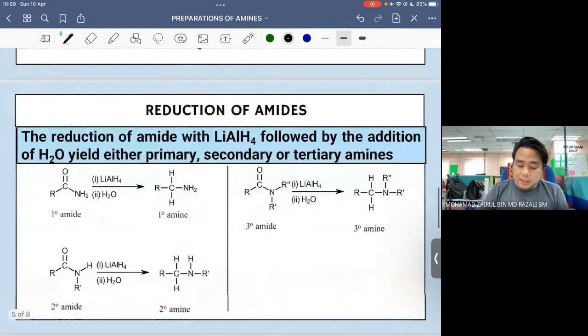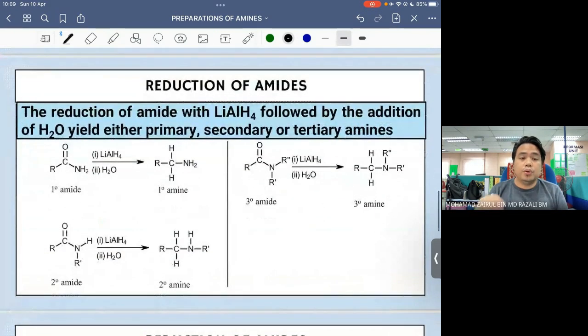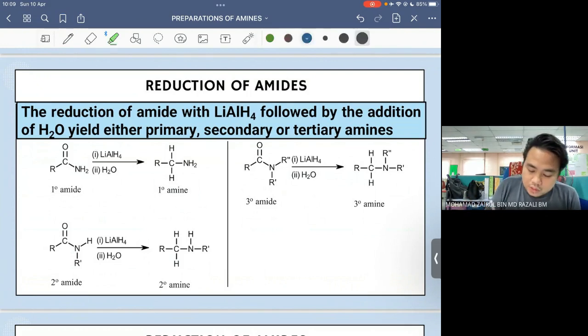Okay, another method that we can use to produce either primary, secondary ataupun tertiary amine is from the reduction of amide. So for reduction of amide, you can only use lithium aluminum hydride followed by water sahaja, because the other reducing agent is not strong enough to reduce the amide to the amine. Kalau awak guna primary amide, bermaksud amide yang ada one alkyl group, awak akan produce primary amine.